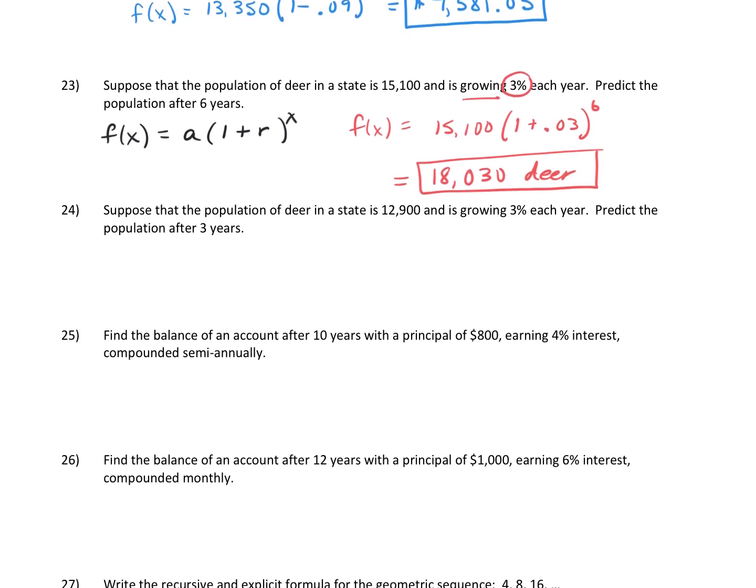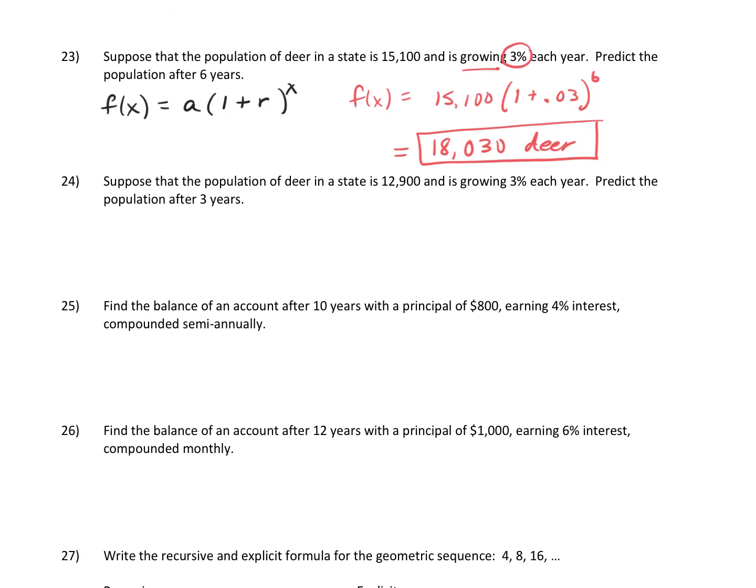All right, number 24. Suppose that the population of deer in the state is 12,900 and is growing 3% each year. Predict the population after 3 years. All right, so we just did one very similar to this, so we're just kind of practicing our skills. F of x equals, just going to follow our growth formula up here because we are growing at 3%. That's exponential growth.